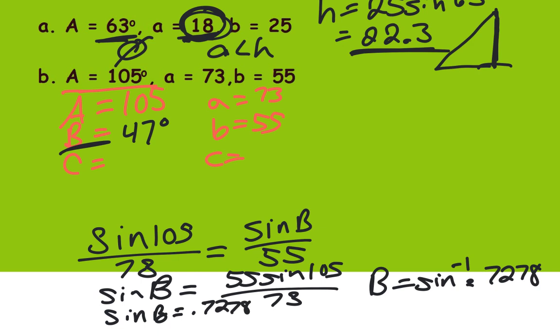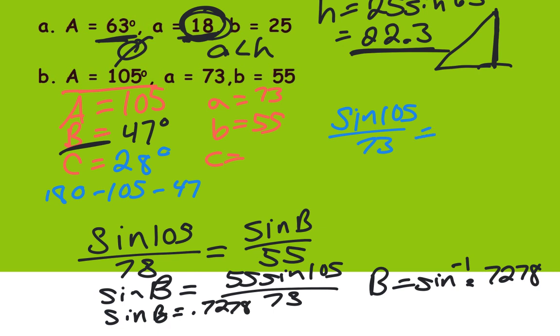Now I can do angle C, because it's 180 minus 105 minus 47, because there's 180 degrees in a triangle, and I get 28 degrees. Now I set up my law of sines again for side C. So sine of 105 over 73 equals sine of 28 over C, and turns out that C is equal to 35.5.